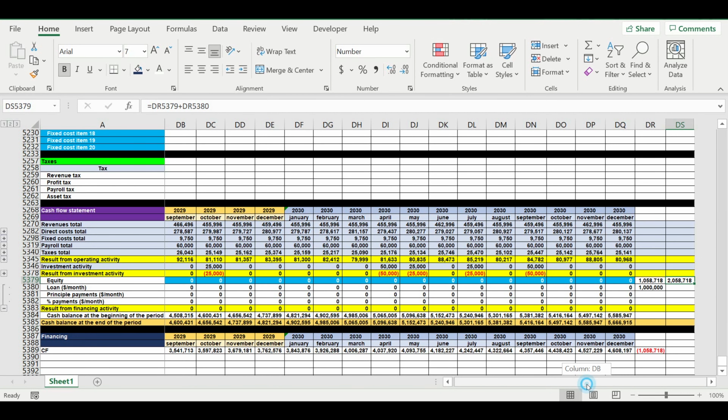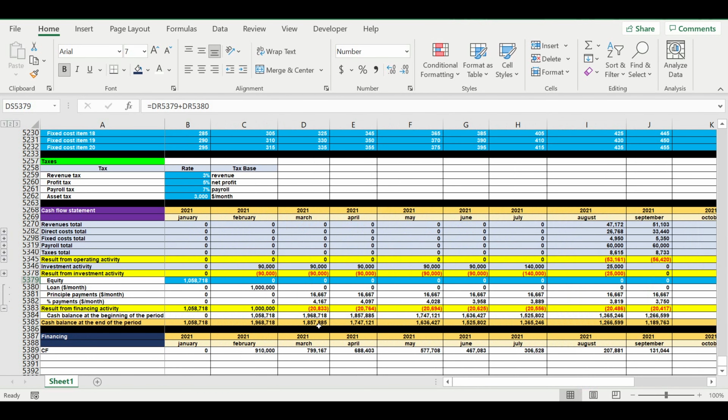So you can adjust manually the amount of financing looking at the last line of the cash flow statement, the cash balance at the end of the period. Or you can create an automatic algorithm to see most accurately how much money you need to start your business.